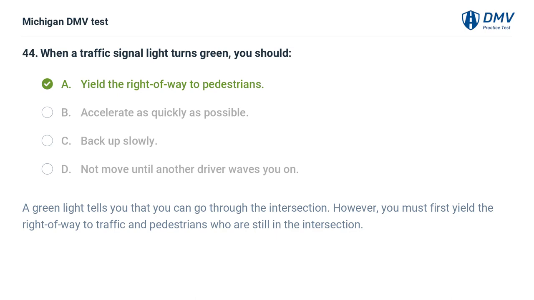A green light tells you that you can go through the intersection. However, you must first yield the right of way to traffic and pedestrians who are still in the intersection.